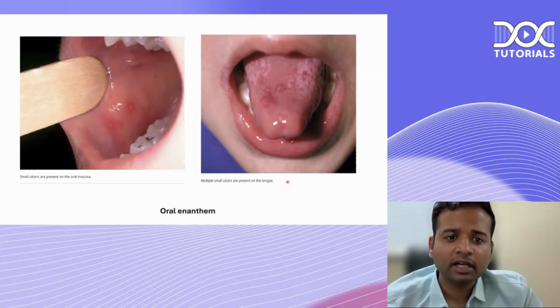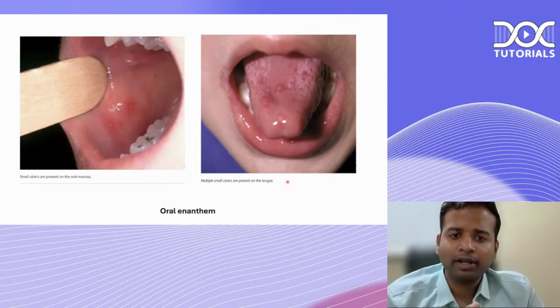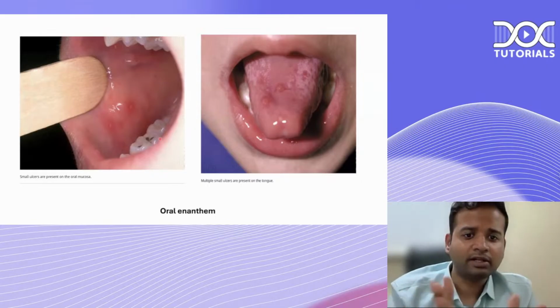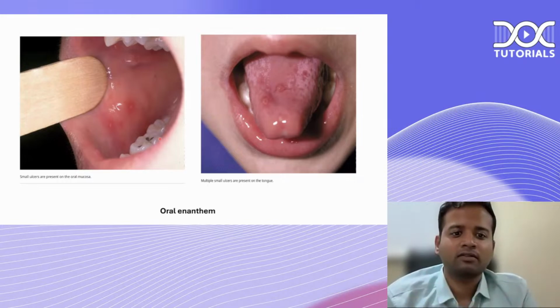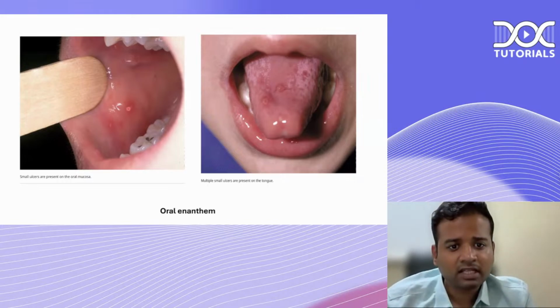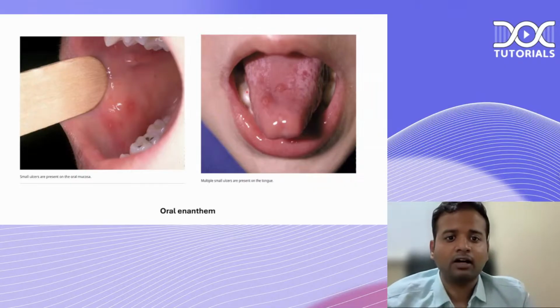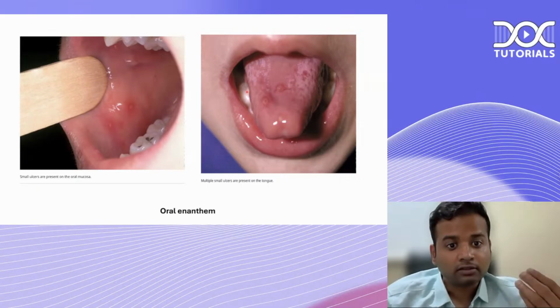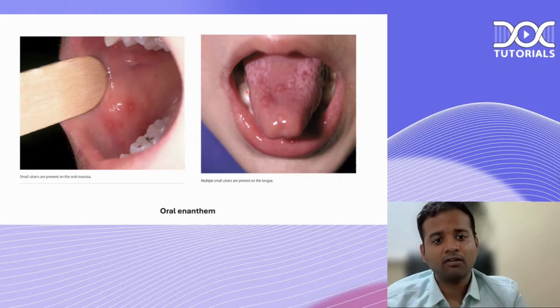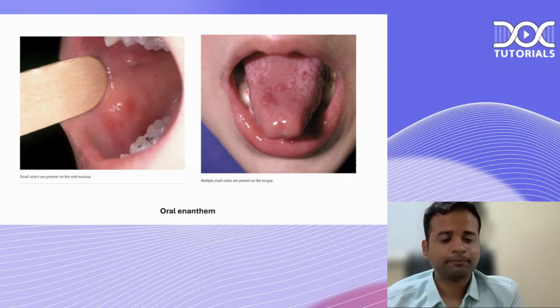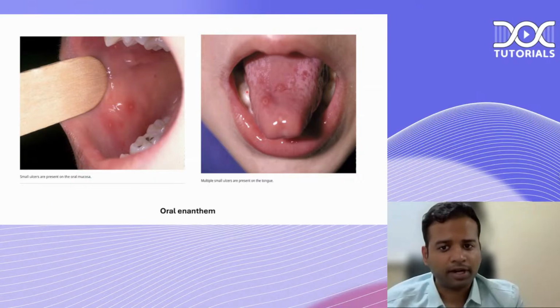How will you differentiate from herpangina? The important clinical clue is, these vesicular ulcers in HFMD are located anterior to the tonsils, in the buccal mucosa, whereas in herpangina, these vesicles will be located posterior to the tonsils, like the retromolar area or on the soft palate. That is a differentiating point. HFMD will have vesicular ulcers over the buccal mucosa and the tongue, whereas herpangina will be posterior to the fauces, on the soft palate. That is the important clinical clue.